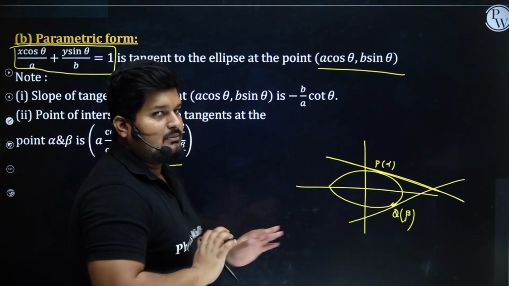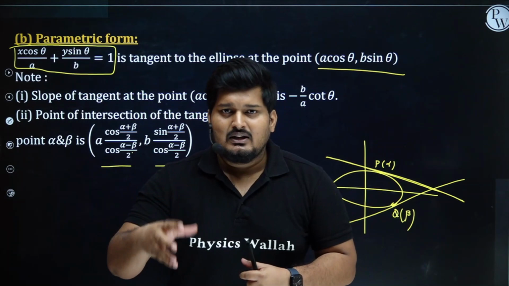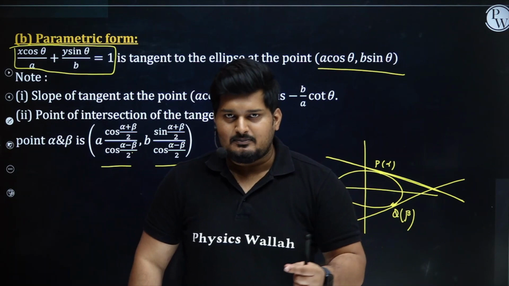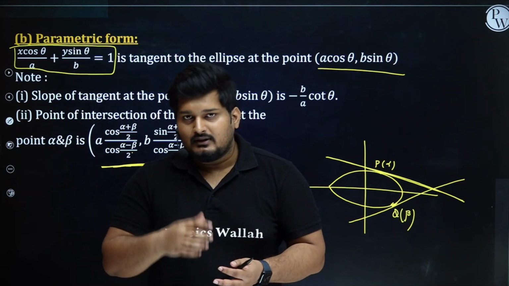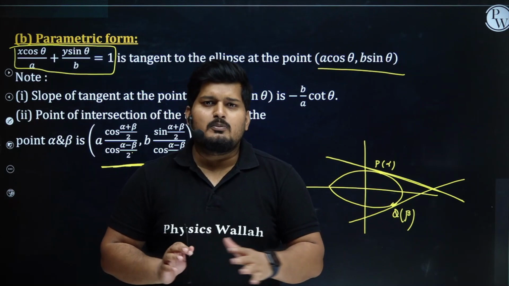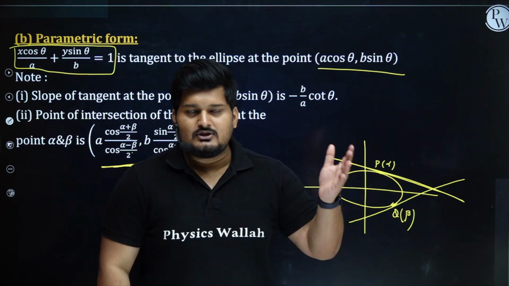Because if you have a locus problem, or even questions where alpha and beta are given and you need to find this out, it may take some time. But if you remember the result, you will finish within seconds. And mind it, guys, conic section is all about remembering. Remembering results has major importance in this chapter, because there are so many problems which can be finished within seconds with the help of some theorems and properties. And what I've seen is that students tend to forget these properties and results.